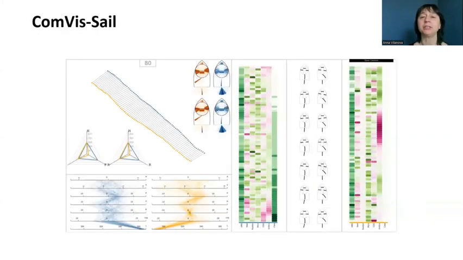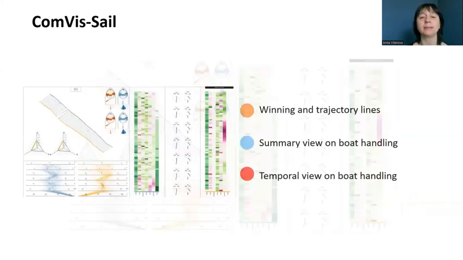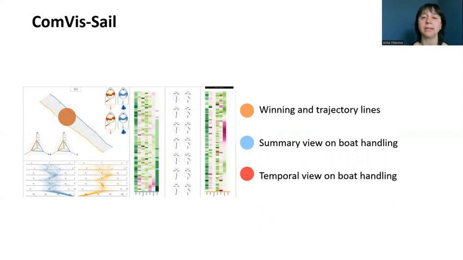So ComVis-Sail is a dashboard. This is the end result of it, which has multiple components. We have components that have to do with the spatial information and the trajectory that the boats are taking. Some information has to do with the handling of the boat and summarizing for periods of time or for the trajectory. And finally, the temporal information is, of course, also relevant, so we have visualizations to help clarify the temporal behavior of the boats.